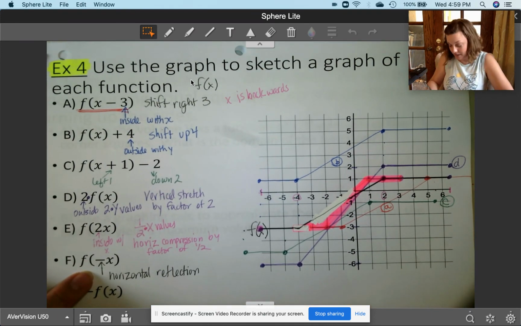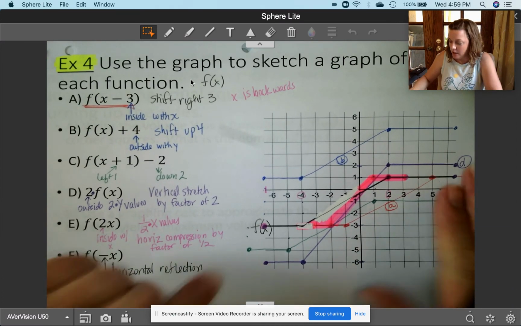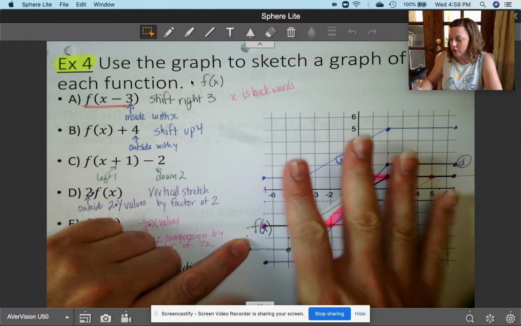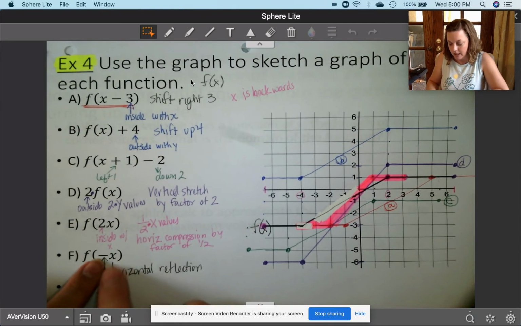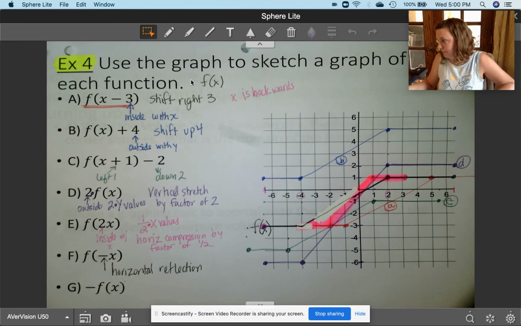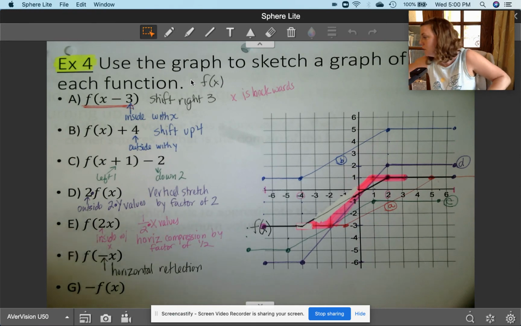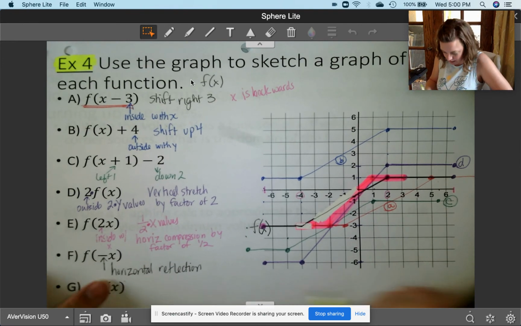That's a term specific to Mrs. G. I've never really seen that written anywhere in any other book, but you look at your blue graph and you're just reflecting it horizontally. Really what's happening is your x values are all becoming the opposite. So I don't have a super color for this. Let me try a lime green. Let's see what happens here with lime green.